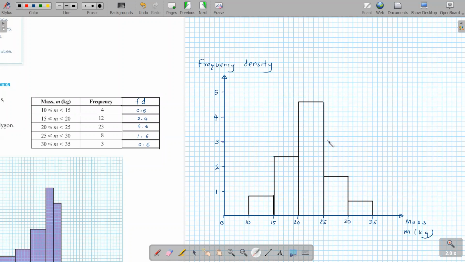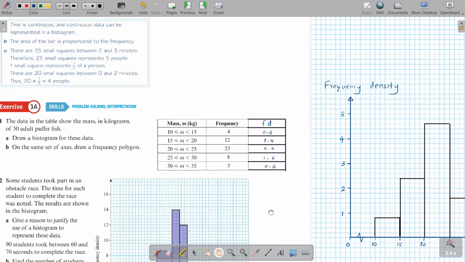Okay, so you can see I have drawn the histogram. So frequency density on the y-axis, the mass in kilograms on the x-axis. So over here, I have started it from this point 10. So 10 to 15, the frequency density is 0.8. So you can see I have taken all the respective heights, 2.4, 4.6, 1.6, and 0.6. Okay, so that's the histogram for the data.